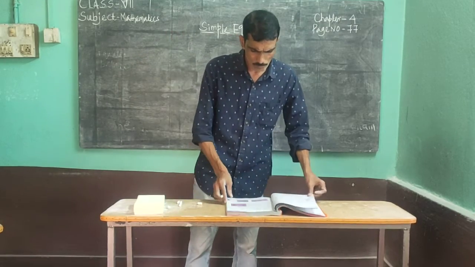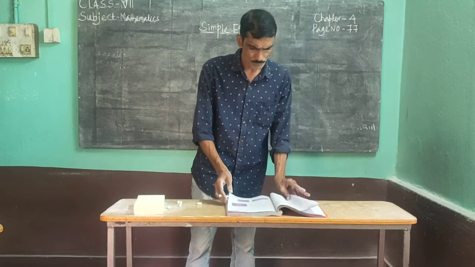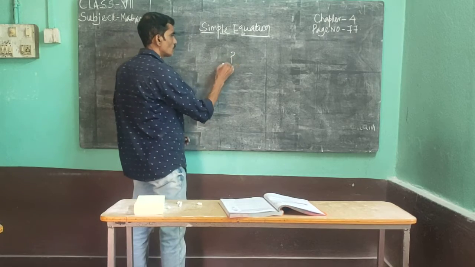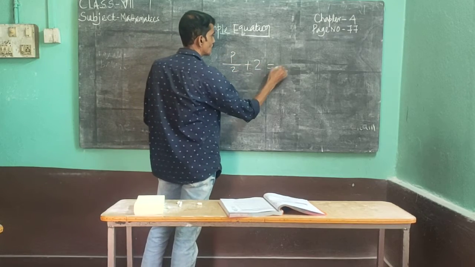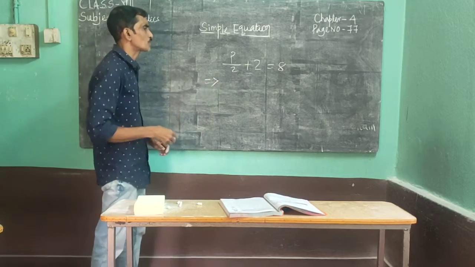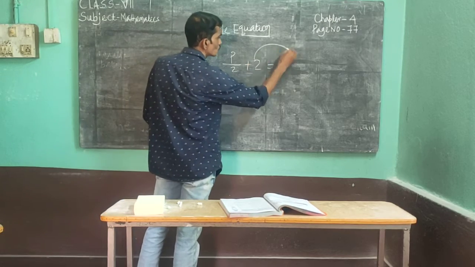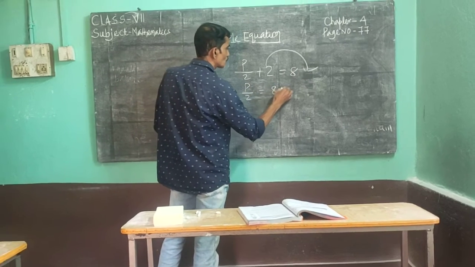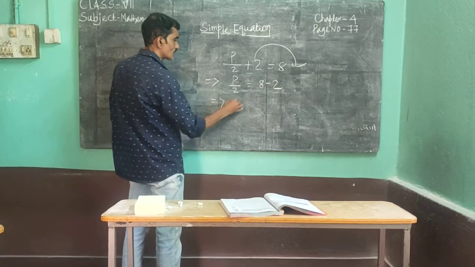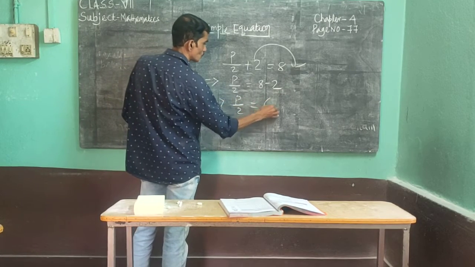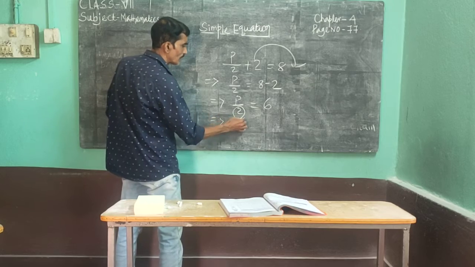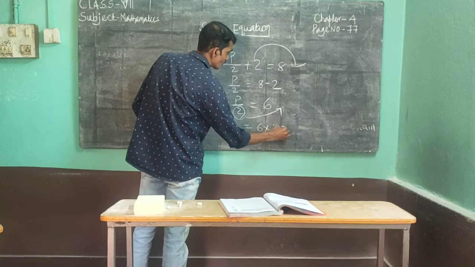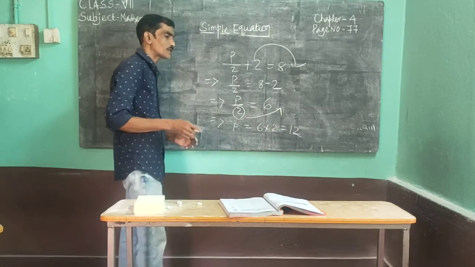For example, p upon 2 plus 2 is equal to 8. Solve it by the method of transposition. First, what do we have to do? This plus 2 I have to take to that side. So it became what? Yes, you thought correctly. That should be minus. Next, p upon 2 is equal to 6. Then 2 is divided here, and if I am taking it to that side, it should be multiplied. Your answer is 12. The value of p I got is 12.